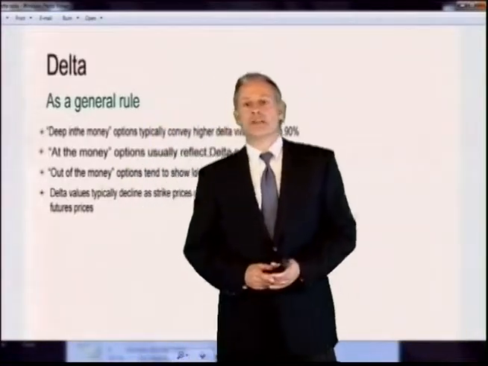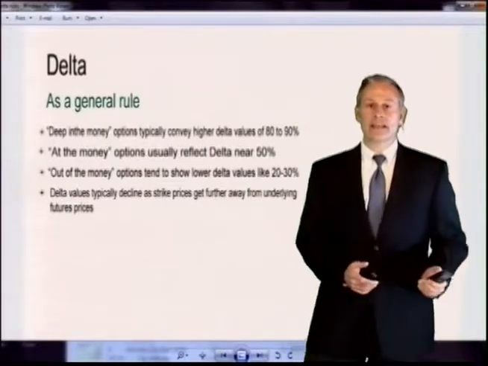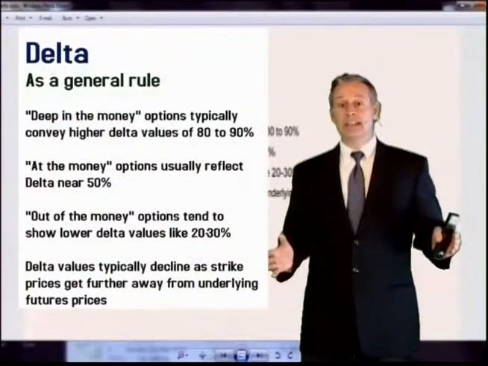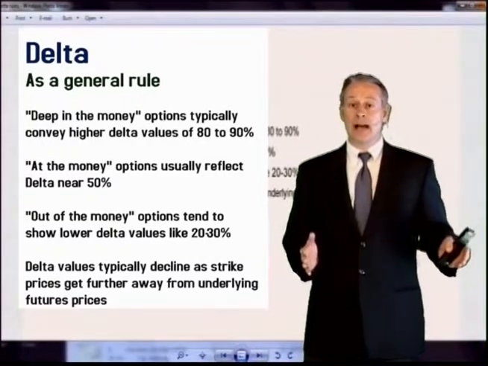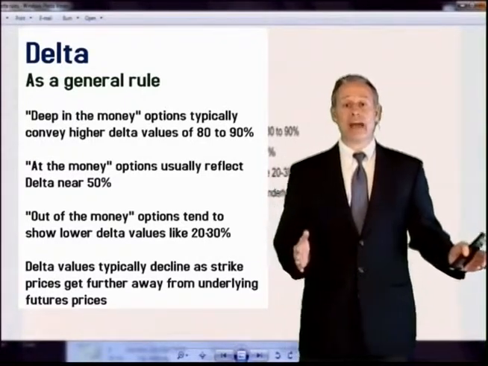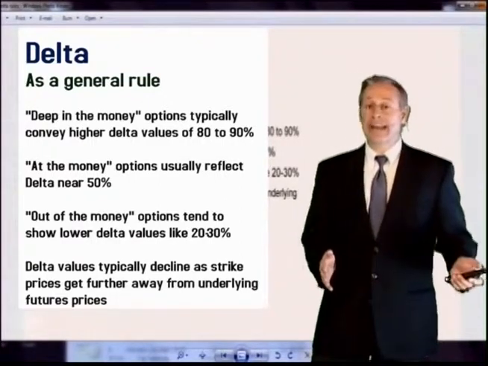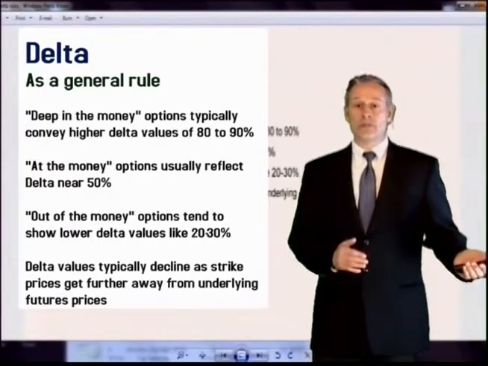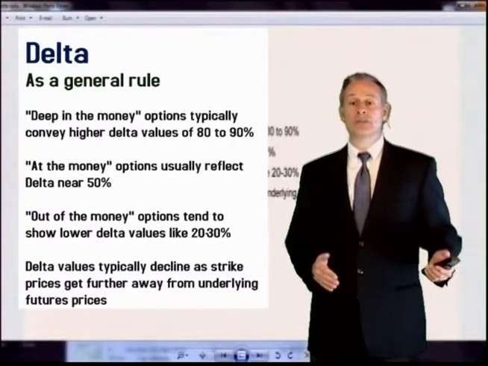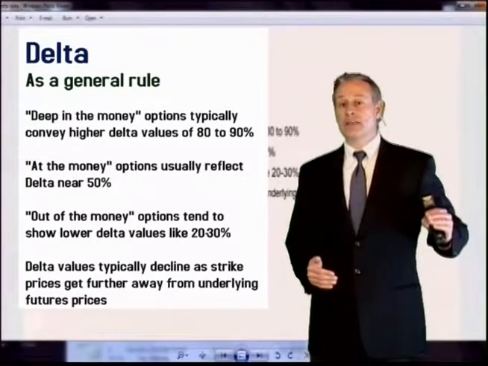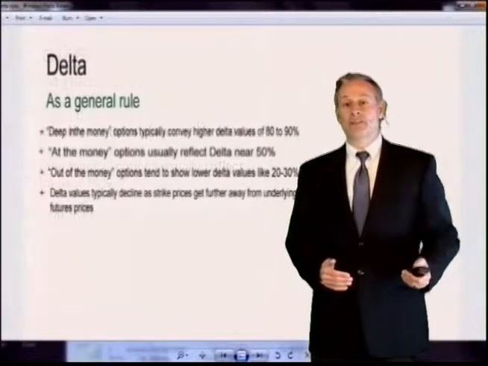So the general rule that you need to take away from here with this today is deep in-the-money options are going to have deltas of 80 to 90%. At-the-money options, they're going to move about half as fast as the futures. They're going to have a delta of about 50%. When you're looking at out-of-the-money options, those option values will have smaller deltas, 20, 30%, and the further you get away from the strike price, the less that delta value is going to be.